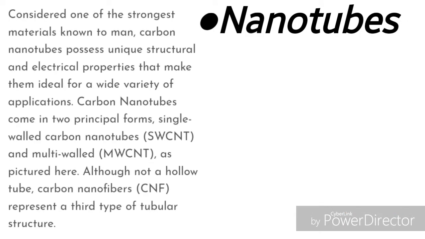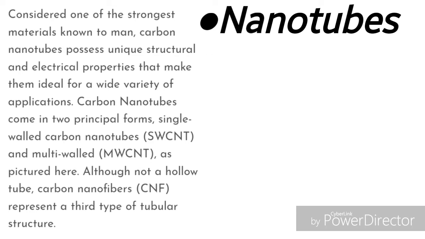Carbon nanotubes are considered one of the strongest materials known to man. Carbon nanotubes possess unique structural and electrical properties that make them ideal for a wide variety of applications. Carbon nanotubes are of two principal forms. They are single-walled carbon nanotubes and multi-walled carbon nanotubes. Although not a hollow tube, carbon nanofibers represent a third type of tubular structure.